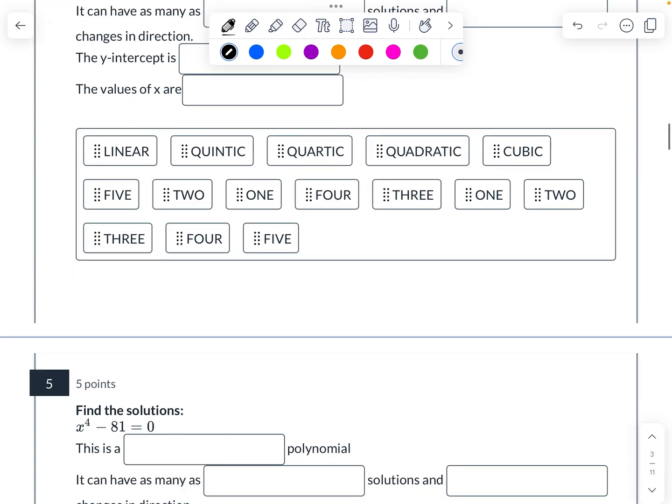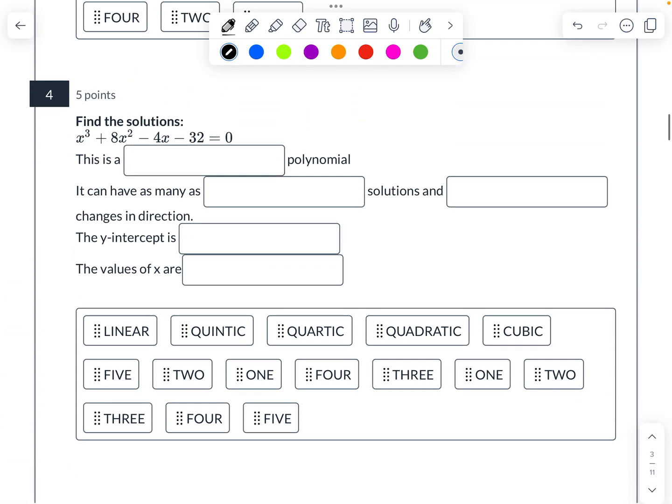Okay, number 4. Come on. There we go. All right.